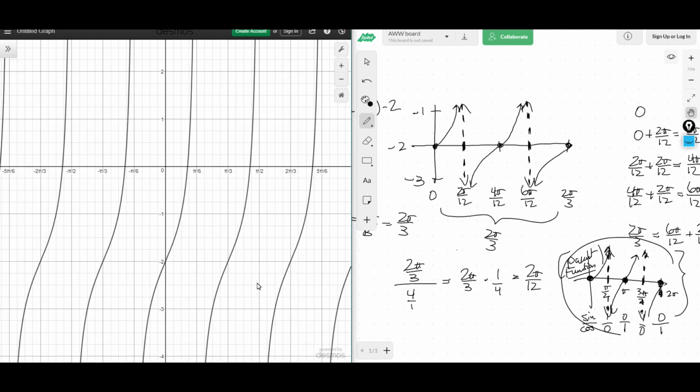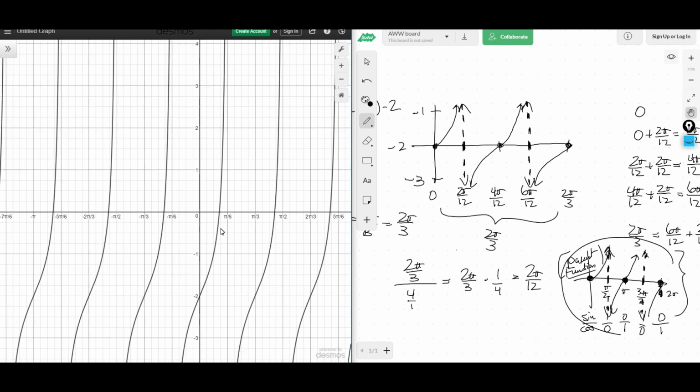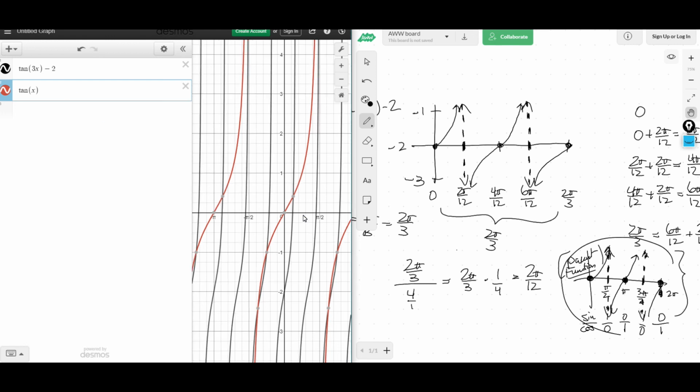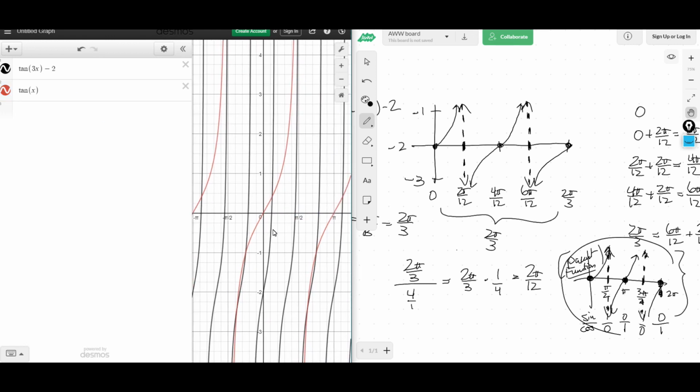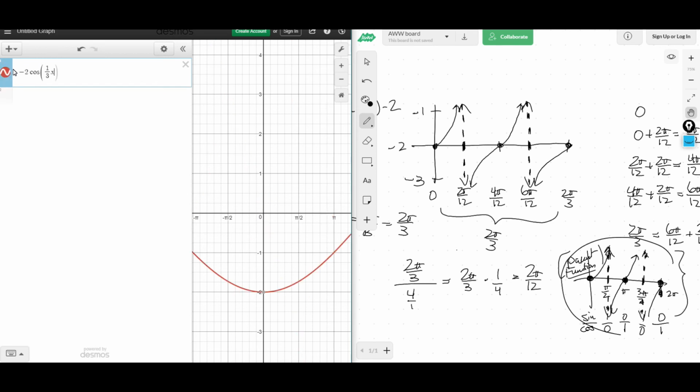So that's where we were at right there, down at the -2 line. This is what the graph actually looks like. If I wanted to compare this to tangent of x, this is what you took the graph from, this red one to the black one. You did that. Or earlier we had, oh, I can't remember anymore. It was -2 cosine of 1/3 x minus pi over 6, I think.